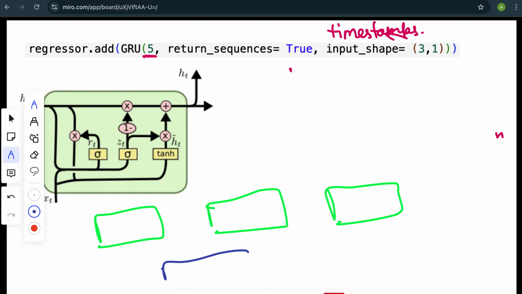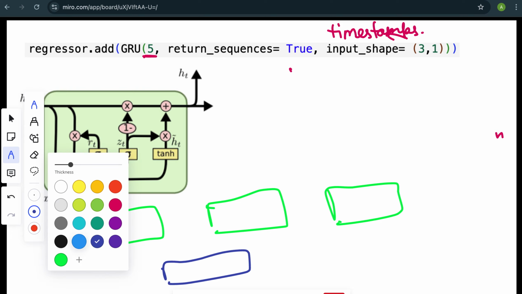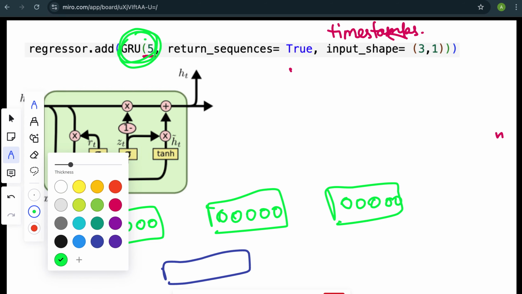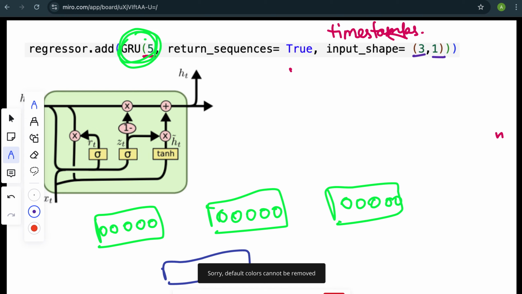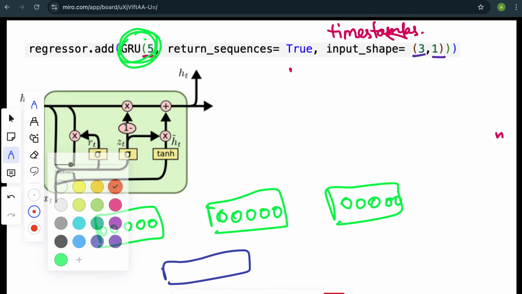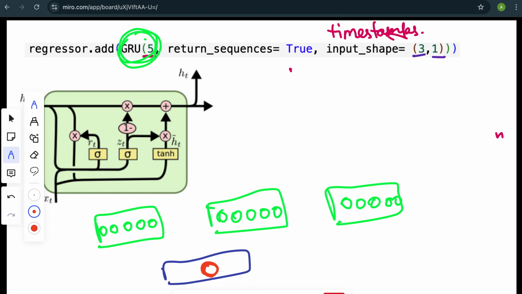Now we have the input box. In the GRU layer, how many nodes are there? 5. Let's draw 1 2 3 4 5. Here also 1 2 3 4 5. Here also 1 2 3 4 5. Here, if we talk about the 3 comma 1 shape, what does it represent? It represents that this RNN layer will unfold itself 3 times, and the number of features we are examining is only 1. So there is only one input feature here.